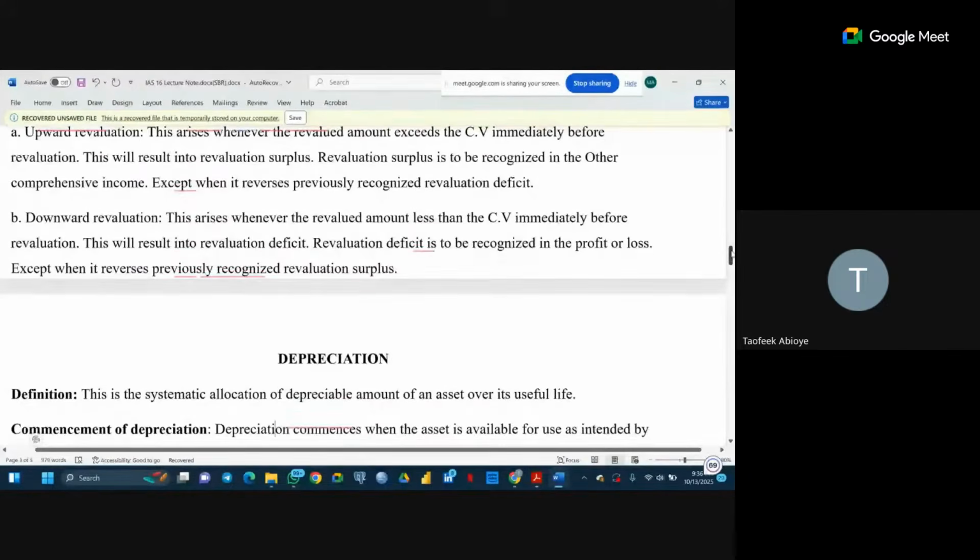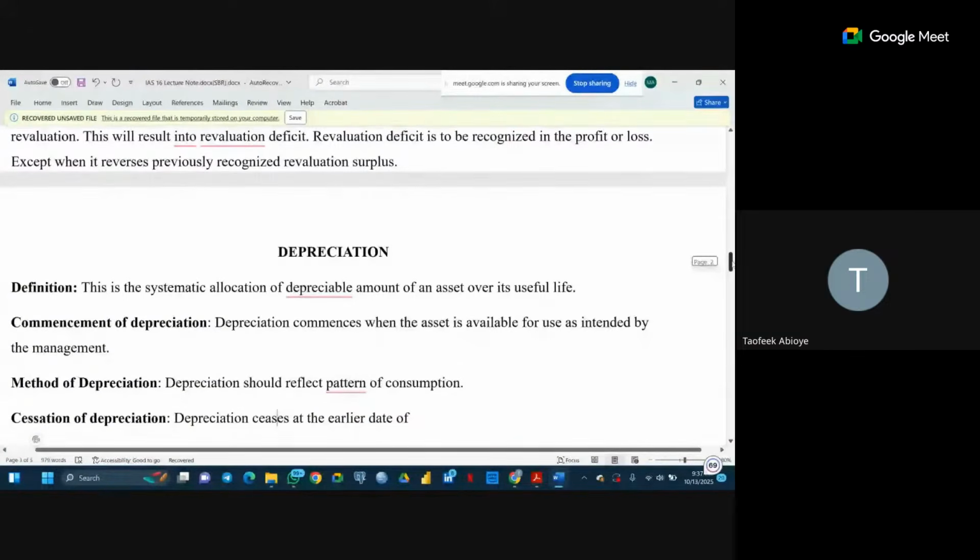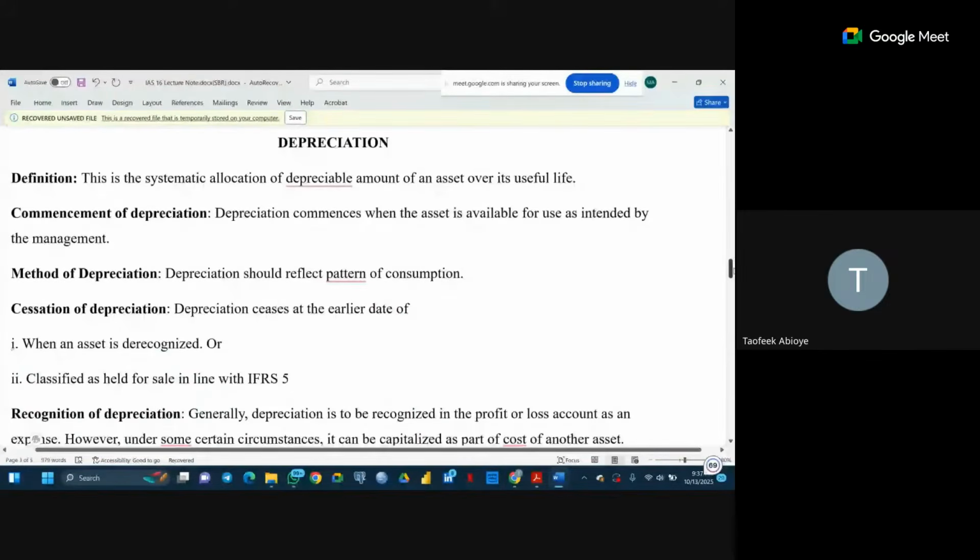So we have depreciation. This is the systematic allocation of the depreciable amount of an asset over its useful life. So this is the systematic spreading of the value of a tangible asset over its useful life. Depreciation commences when the asset is available for use as intended by management. The method of depreciation should reflect the pattern of consumption, based on the value and the category of the asset. It is also based on the company policy that they use to determine the method they will use to depreciate their asset.